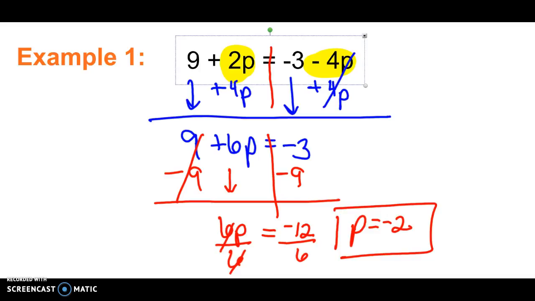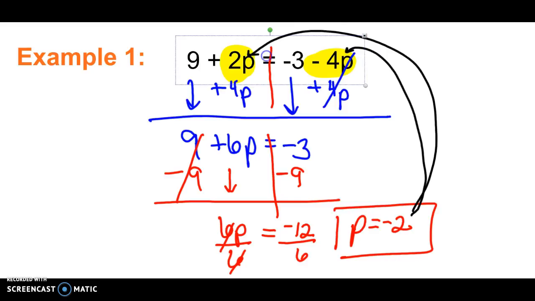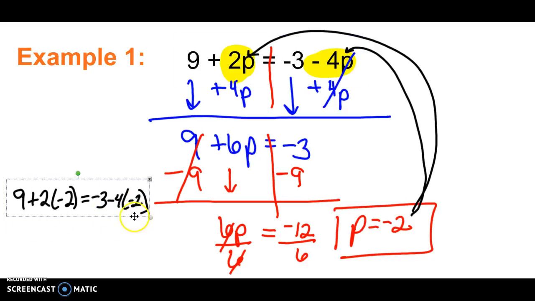If you wanted to check your work, you would take this and plug it in for p in each of your terms. So I have 9 plus 2 times negative 2 equals negative 3 minus 4 times negative 2. If you plug this in your calculator, 9 plus 2 times negative 2, that's negative 4 plus 9 is 5. And 4 times negative 2 is negative 8, and minus negative 8 is positive 8. Minus 3 is positive 5. So it works.